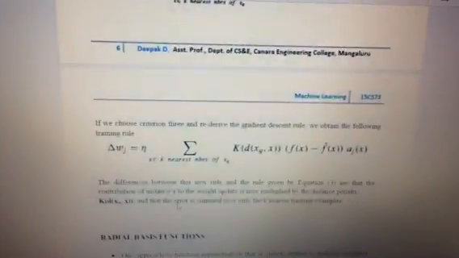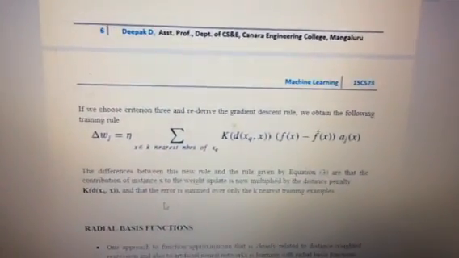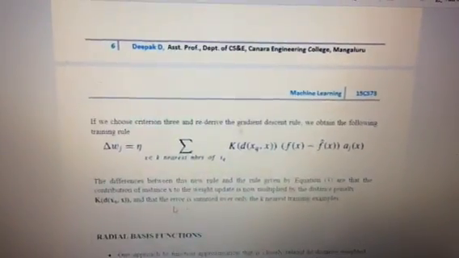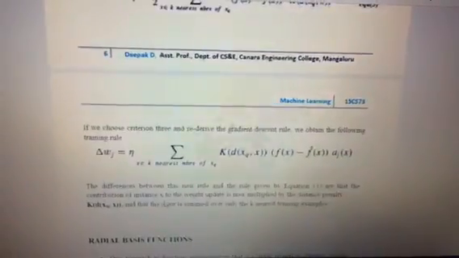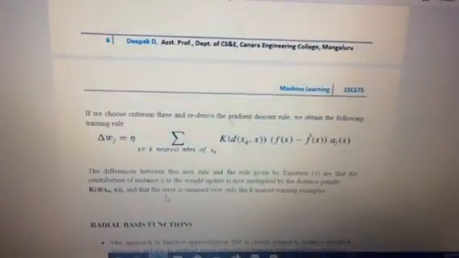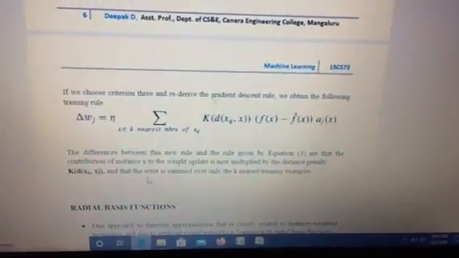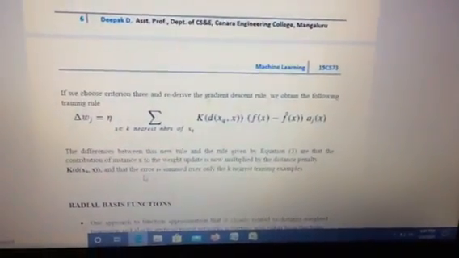Now the weight will be updated as per this formula, that is delta wj equals eta. Whatever formula we got previously, we are going to substitute it here. The complete thing has been substituted here. So it is k, the nearest neighbors, D, the distance, f of x minus f cap of x into aj of x. This is the weight updation.